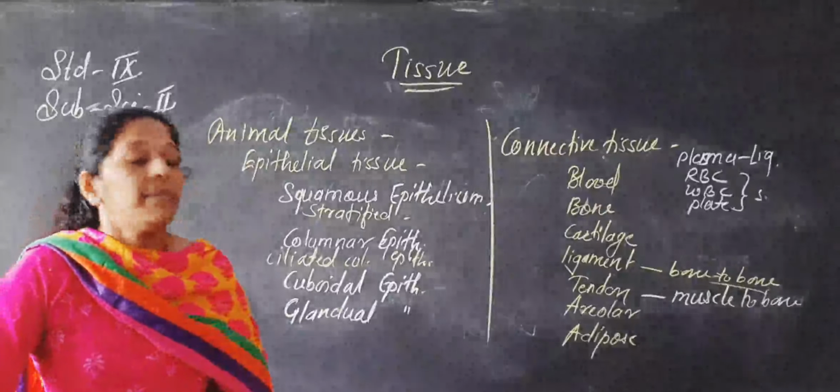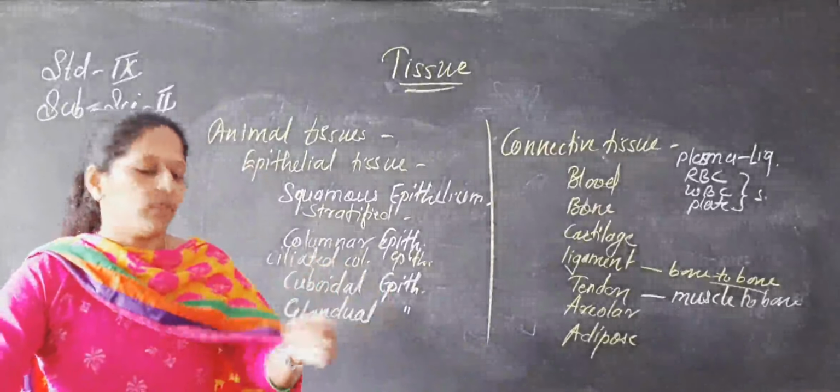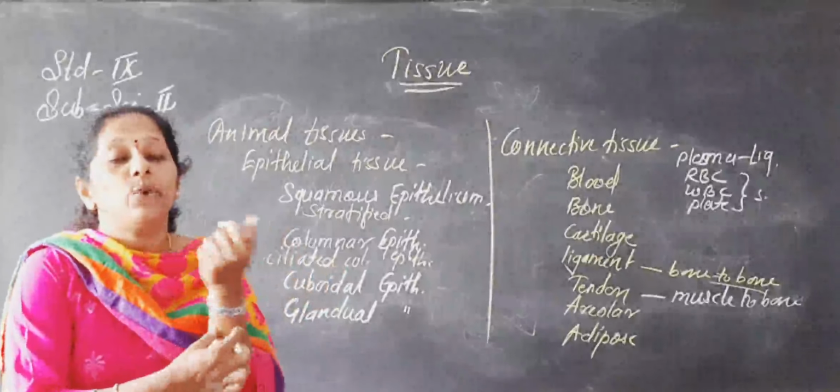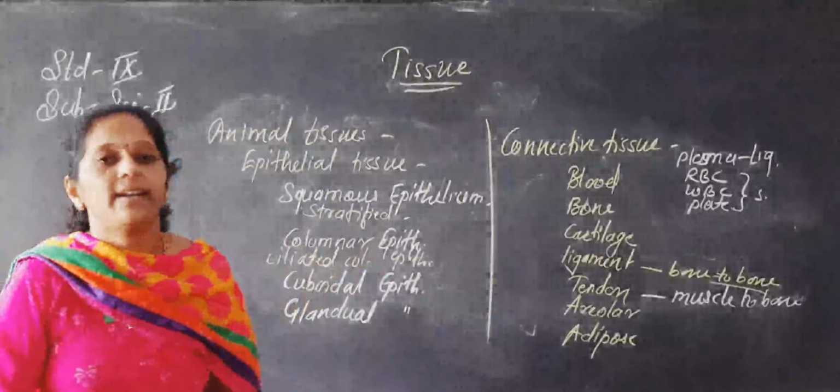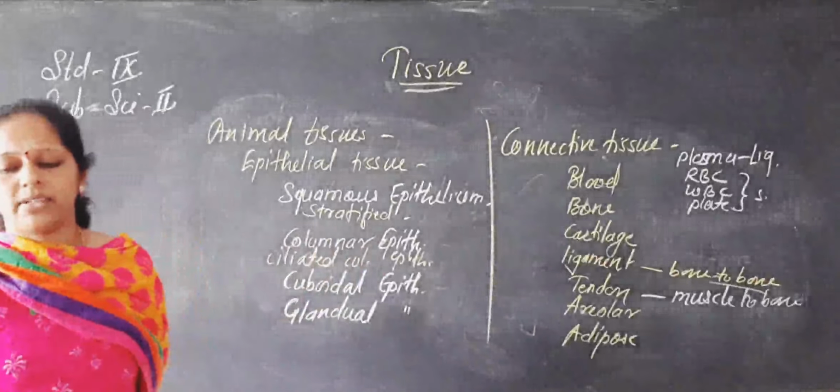They connect the muscle to the bone. Our muscles connect to our bones, and in between there are tendons, which are fibrous tissue with great strength.